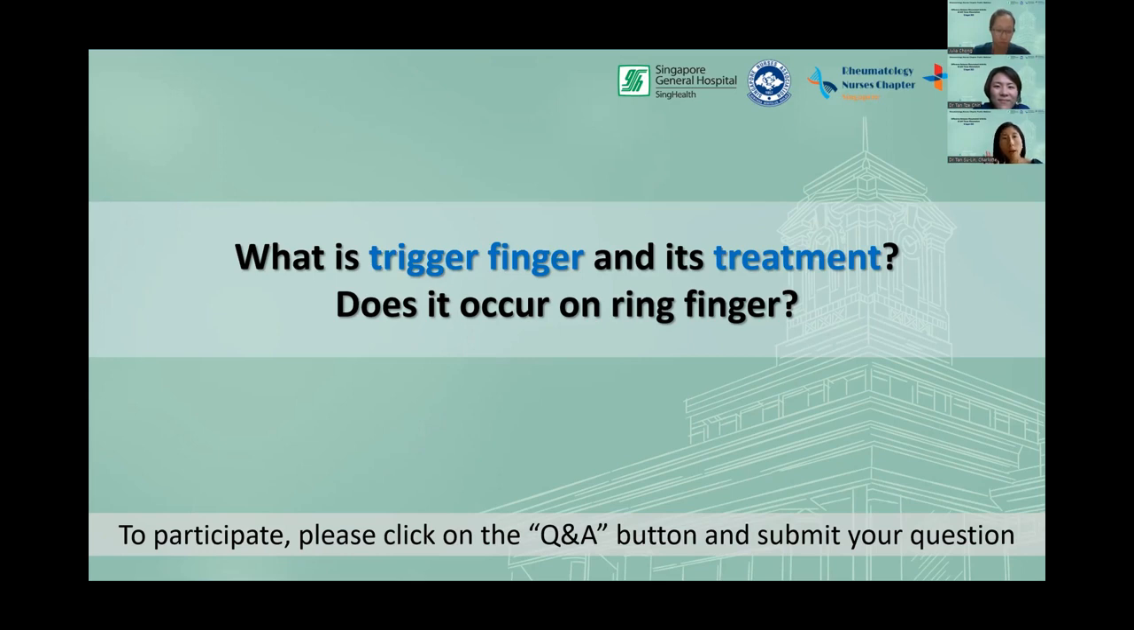And in the event that these conservative methods don't work, we could consider doing injections to reduce the inflammation and the swelling around the region that is affected. And as the very last line, if injections don't work, we may refer you to see our hand surgeons, because they may consider operative measures such as releasing the tightening where the tendon is stuck. So I hope that answers your question.